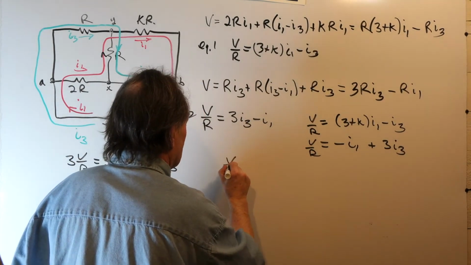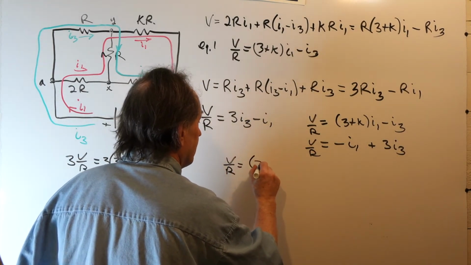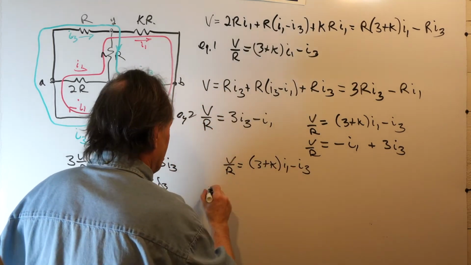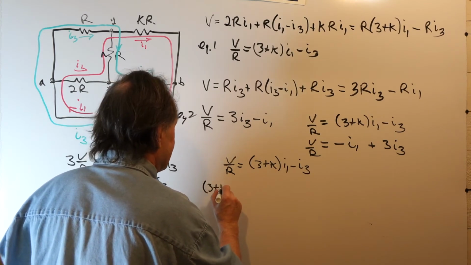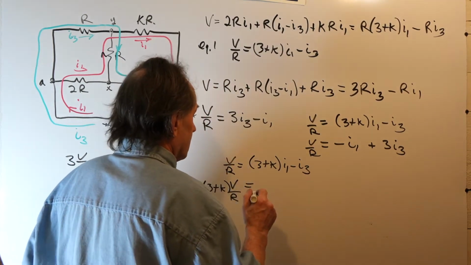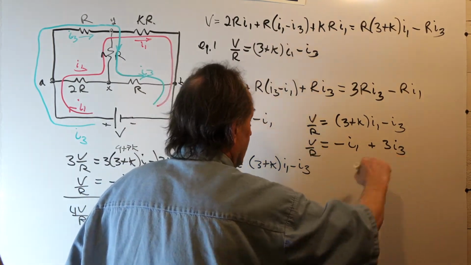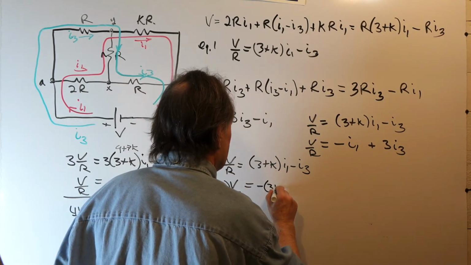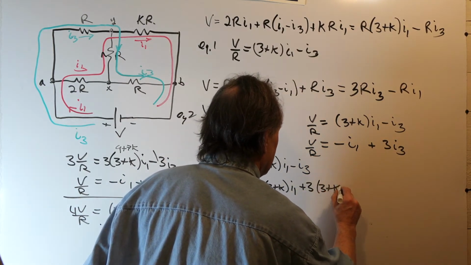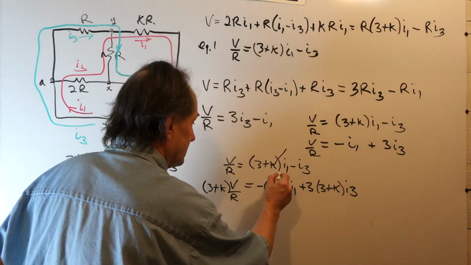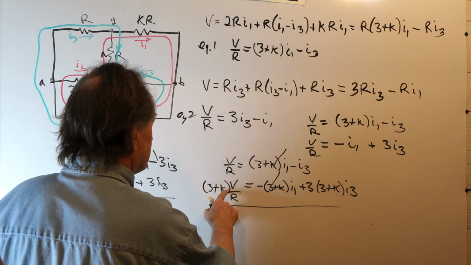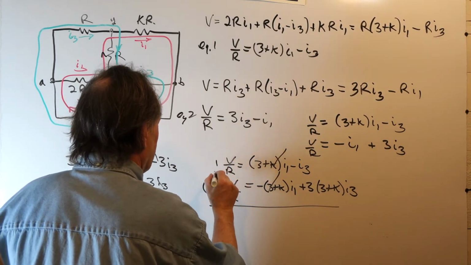So we have on the top equation V over R is equal to 3 plus K I1 minus I3, and we're multiplying the bottom equation by 3 plus K, so this is V plus K V over R times, we multiply through by 3 plus K, so this becomes a minus 3 plus K I1 plus 3 times 3 plus K I3. The I1s cancel when we add these two equations. So we have 3 plus K plus V over R plus 1 V over R.